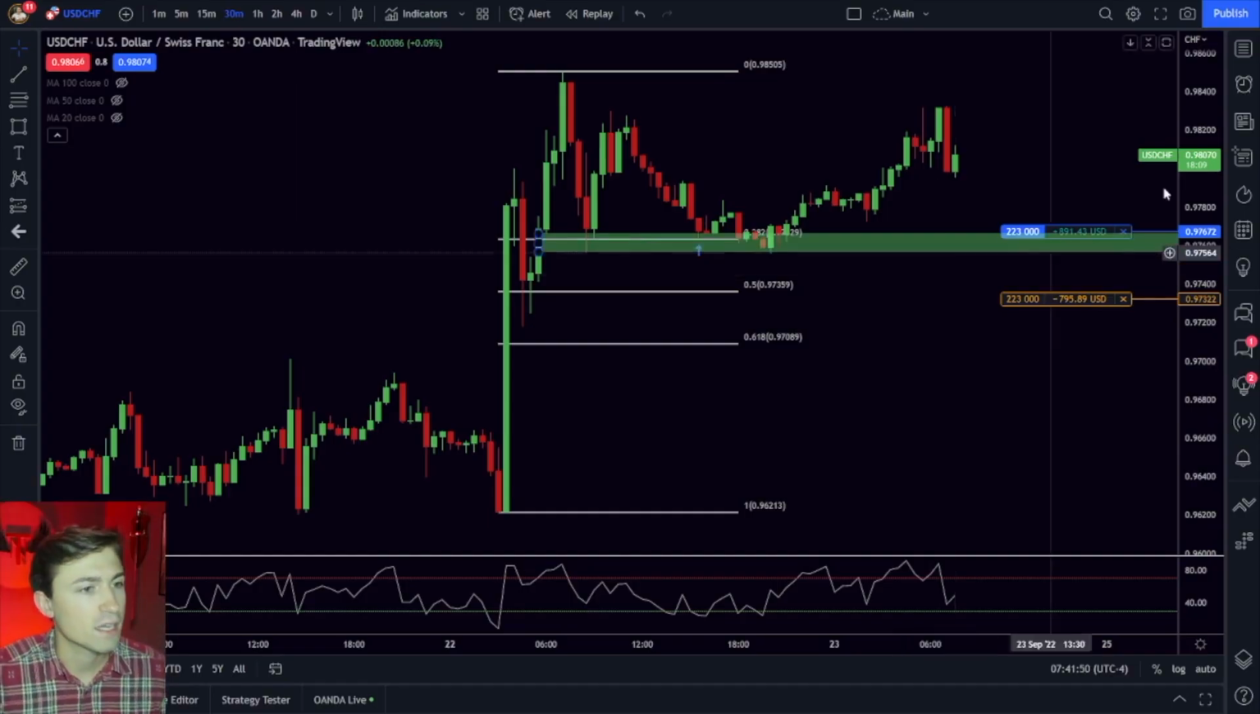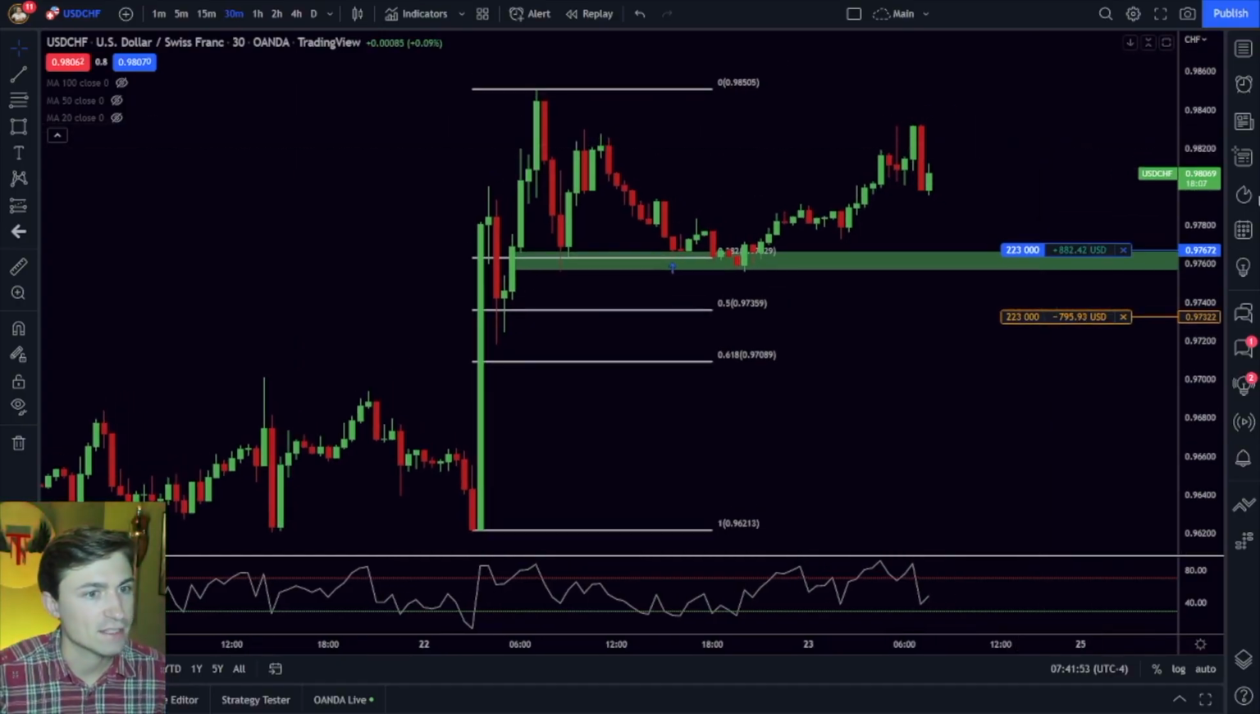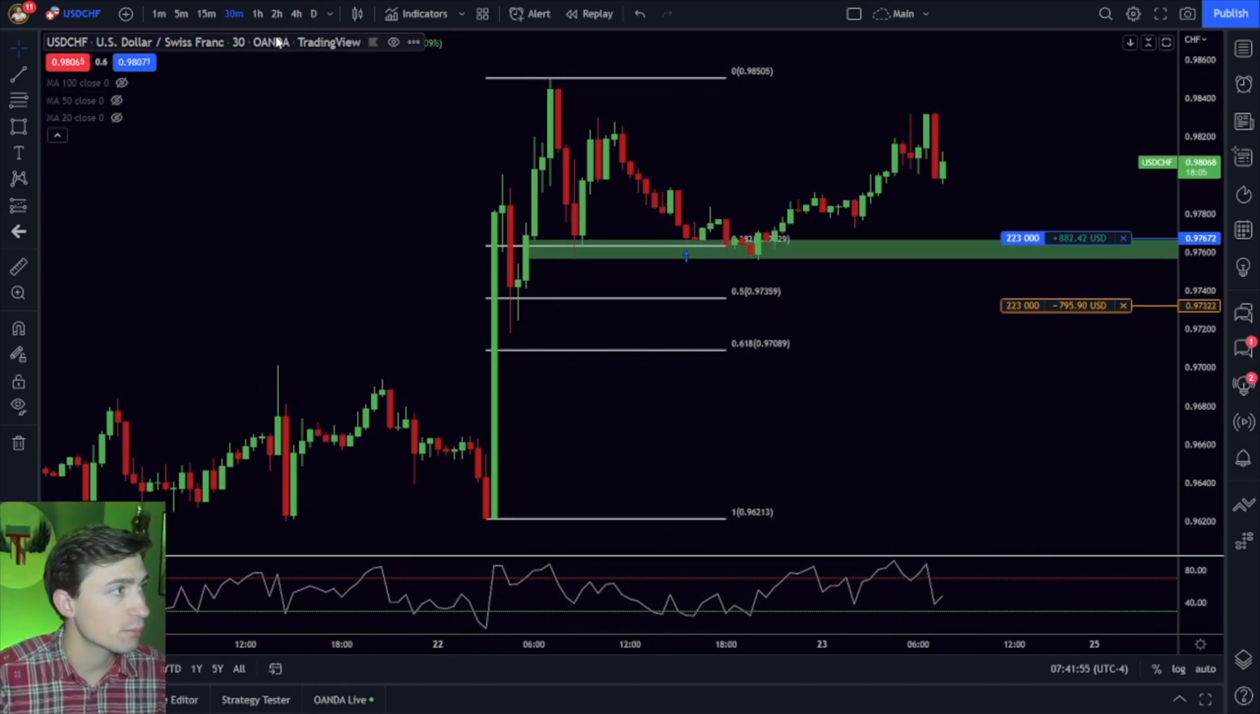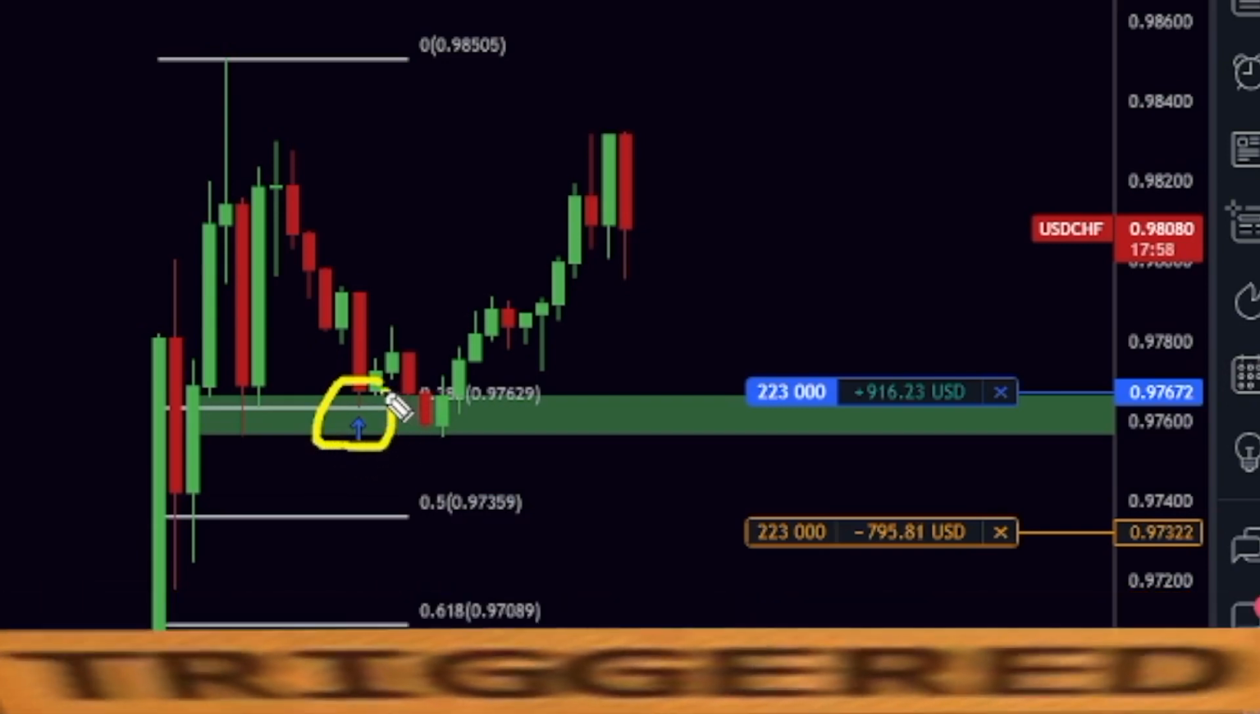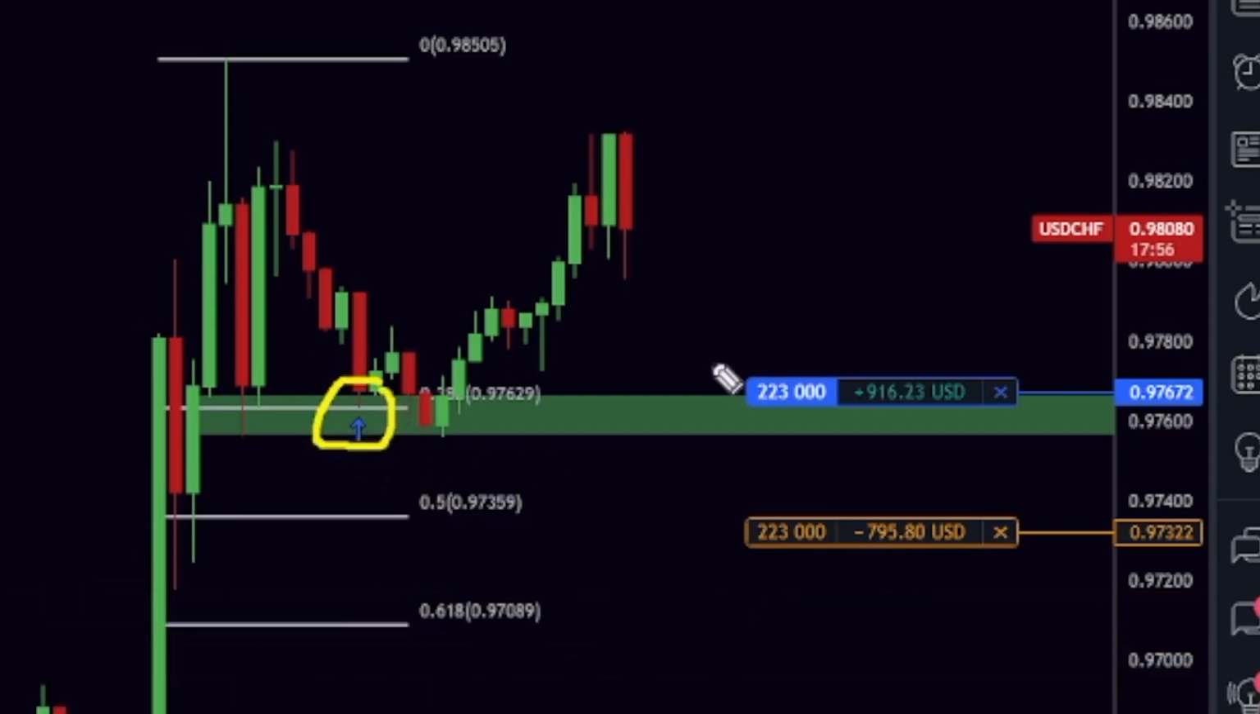Just a quick update, guys. We are back in the office here. It is the next day, and so far, looking pretty good on this entry. You can see where our trade basically got triggered right here, that little blue arrow. If we zoom in, you can see right there, that's the entry point.